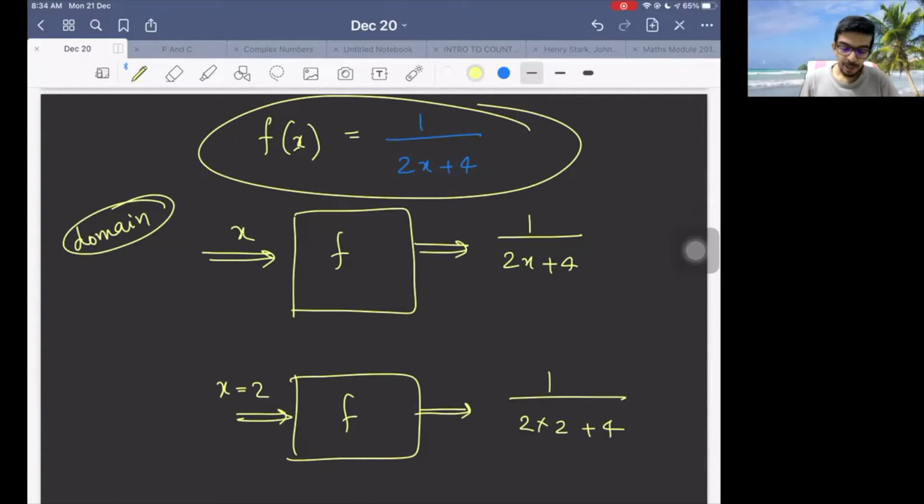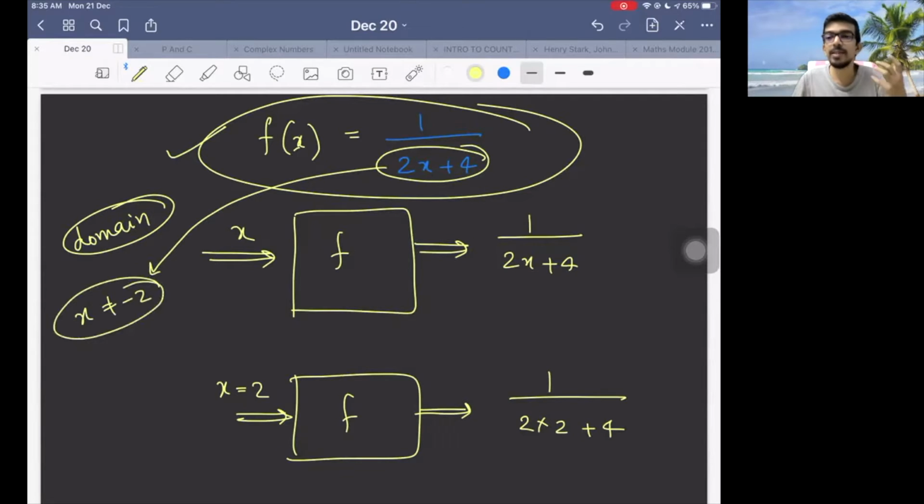When you represent this as a function, the set of all values of x is what we call the domain of a function. So in this case, you understand that x cannot be minus 2. So we say that x is equal to minus 2 is not included in the domain of the function.